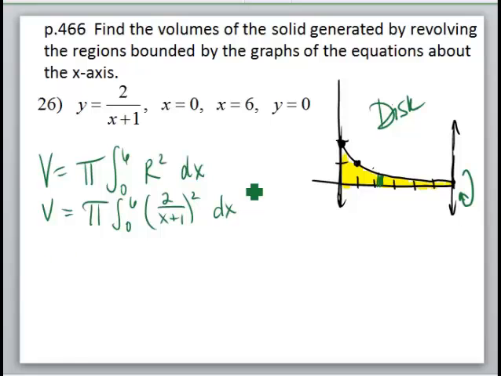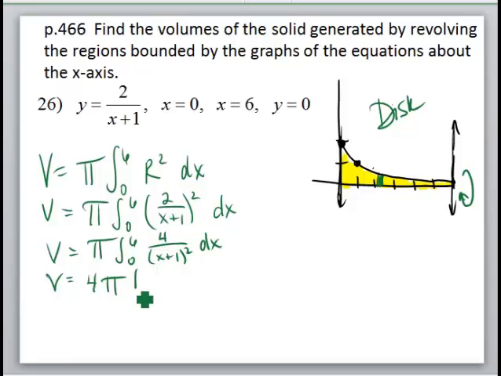When I'm integrating this, I'm going to square these. I get 4 over x plus 1 squared. I pull out my 4 out front to make things a little easier, and I might rewrite this as x plus 1 to the negative second power. You can create a u statement, but it's not necessary because the du just gives you a dx. So you end up with just u to the negative second over negative 2. So I really don't need to make that u statement.